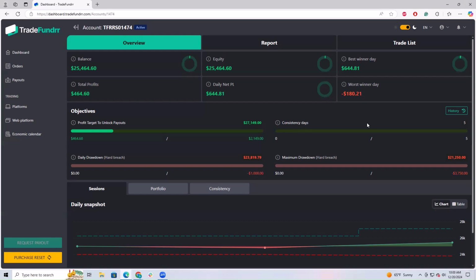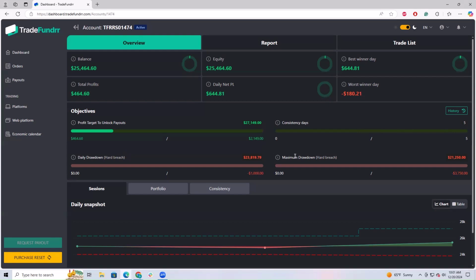Consistency days. This will track how many consistency days you have towards your target, five being the target number. Daily drawdown. This will say how close you are. If you're not trading, it'll say 1,000 because that's a 1,000 daily loss limit. But if you are trading and you have losses, it'll tell you how close you are to that daily drawdown. Please remind yourself that it's a hard breach.